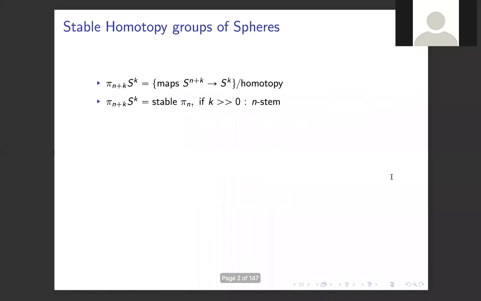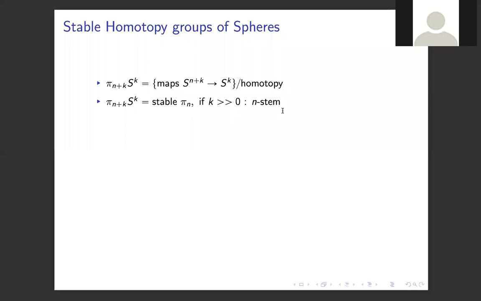All right. So stable homotopy groups of spheres are the kind of mathematical objects which are very easy to define, but very hard to compute with. So if you take based maps from the sphere of dimension n plus k to the sphere of dimension k, and we mod out by homotopy, so these are the homotopy groups of spheres. And if we take the suspension enough, we get into the stable range. So this is the stable pi n. It has nothing to do with k anymore. So this is usually referred to as the n stem.